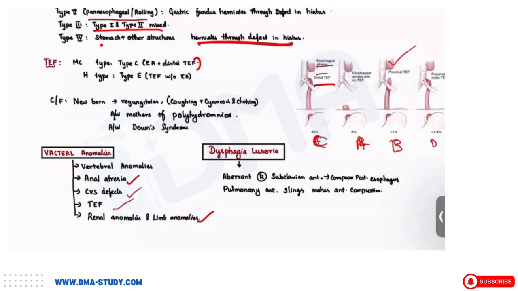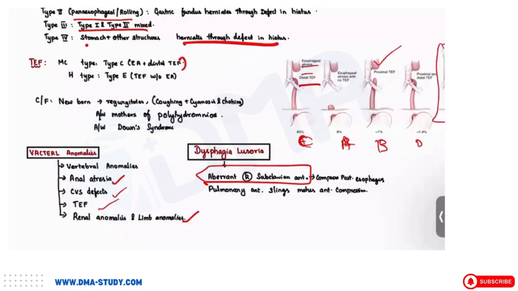Okay, next is dysphagia lusoria. Dysphagia lusoria is associated with aberrant right subclavian artery. That is the only word you should remember in terms of dysphagia lusoria. When you see dysphagia lusoria, immediately you will see the next words: aberrant right subclavian artery.